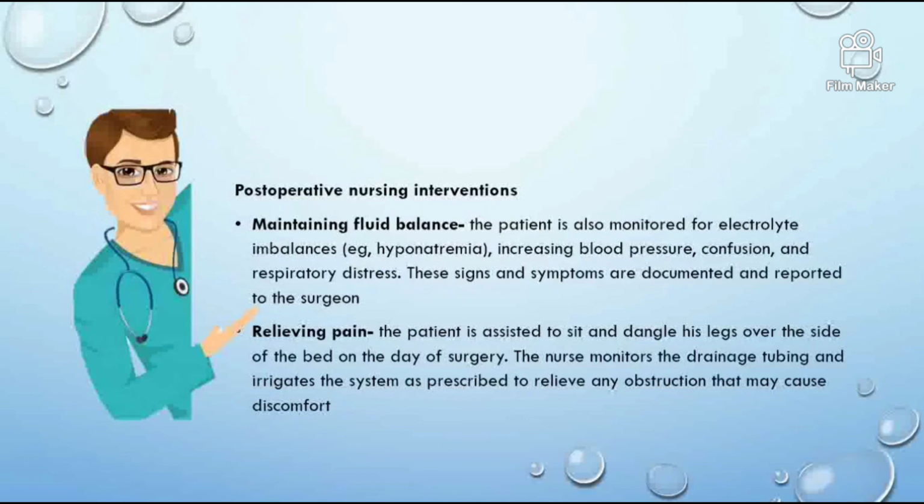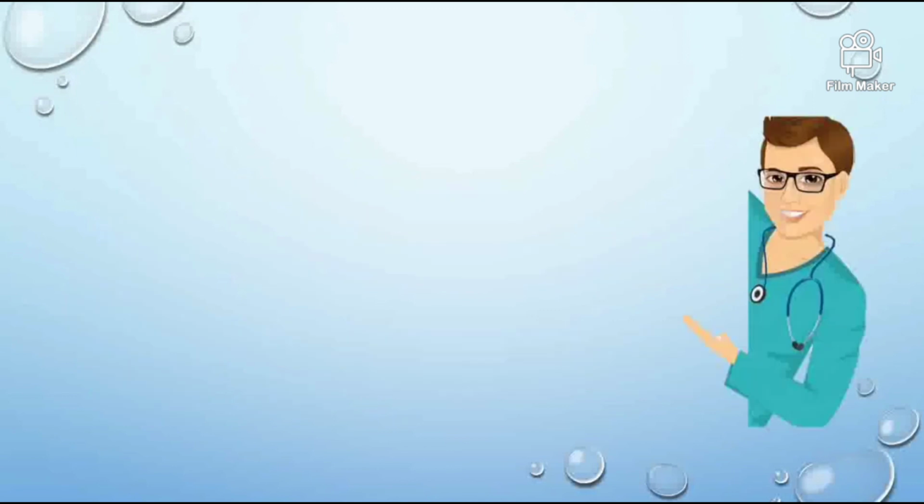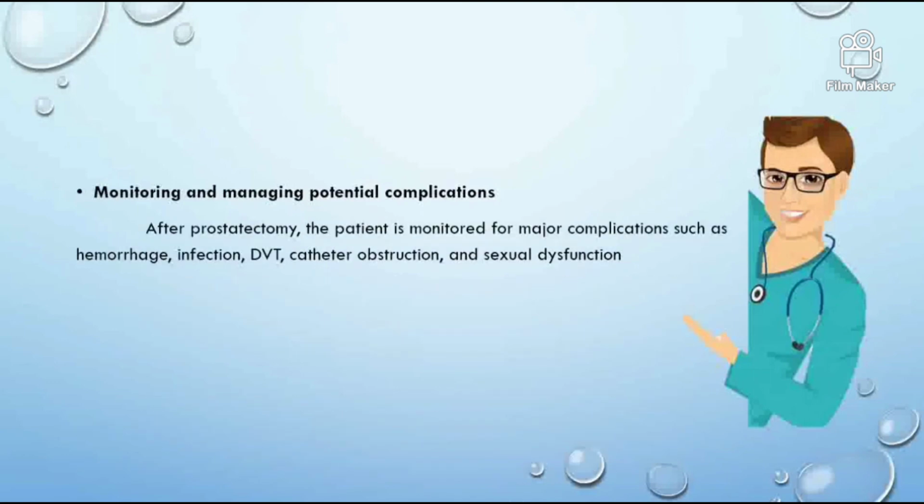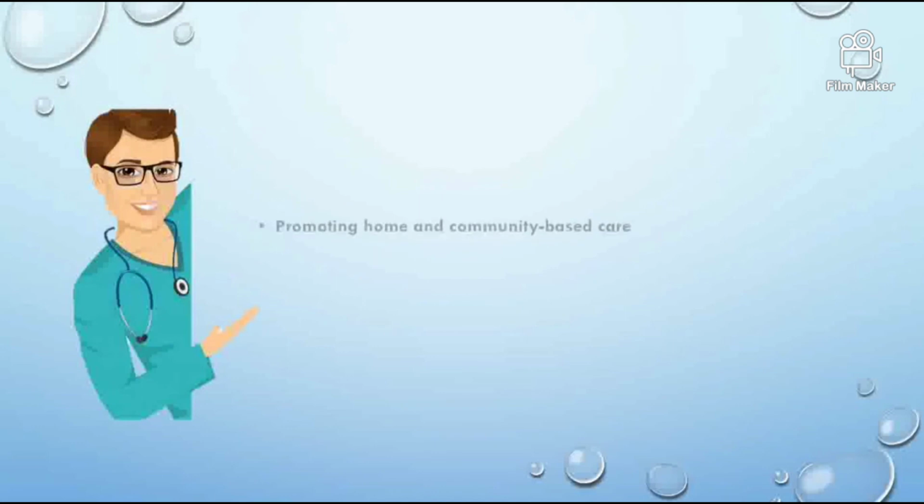The patient is assisted to sit and dangle his legs over the side of the bed on the day of the surgery. The nurse monitors the drainage tubing and irrigates the system as prescribed to relieve any obstruction that may cause discomfort. Next is the monitoring and managing of potential complications. After prostatectomy, the patient is monitored for major complications such as hemorrhage, infection, DVT, catheter obstruction, and sexual dysfunction.